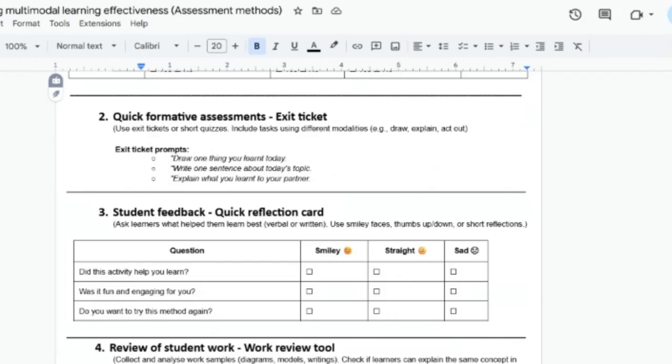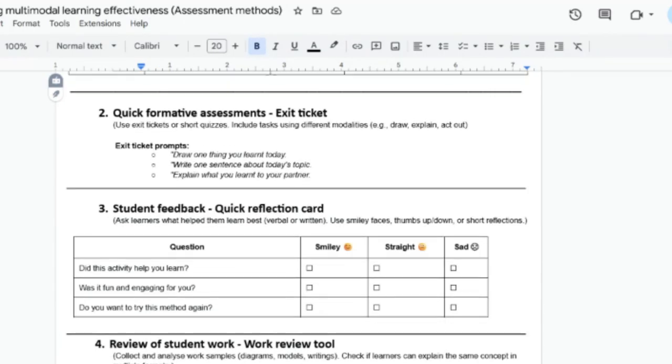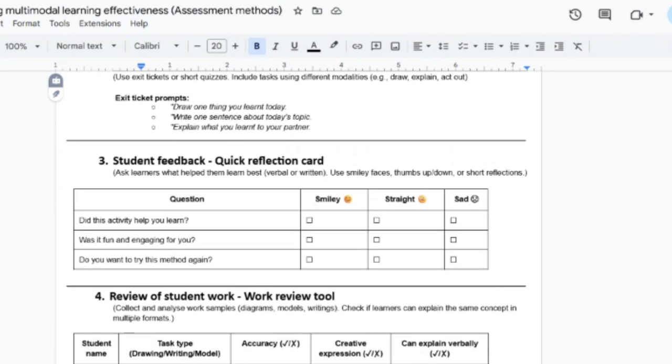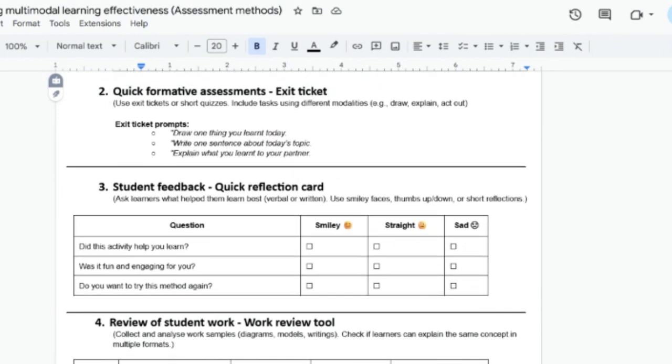For quick formative assessment, we have given an example here: the exit ticket. It's nothing but, once the class is ending, you give a few questions or some activity to the students. They have to complete it and leave the class. Then you review that work and you will get to know whether the students have understood the concept. So that is an example given here.